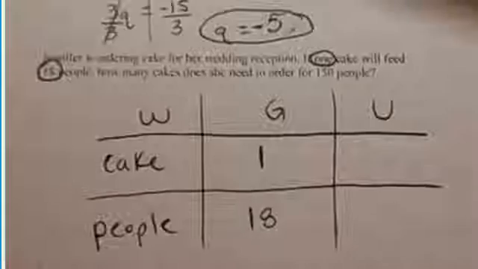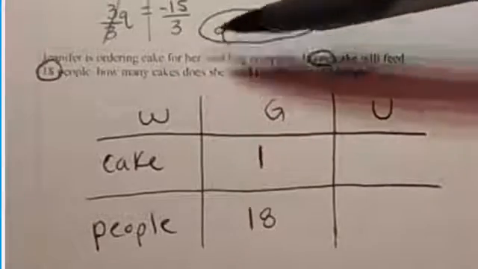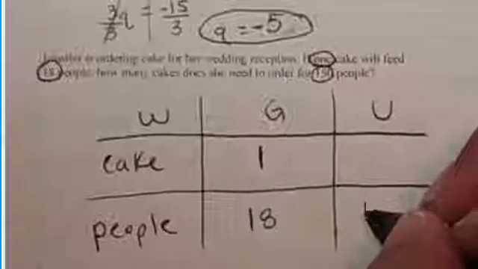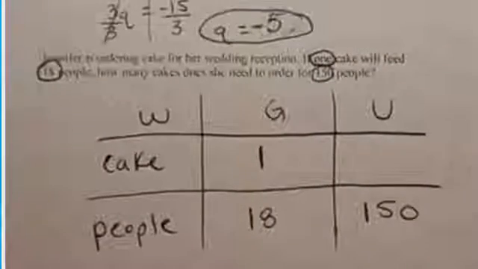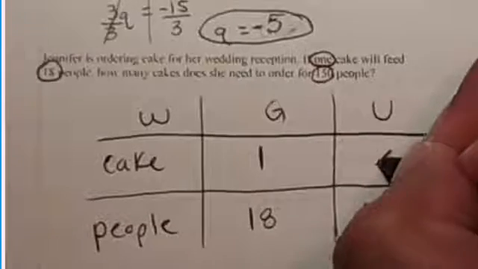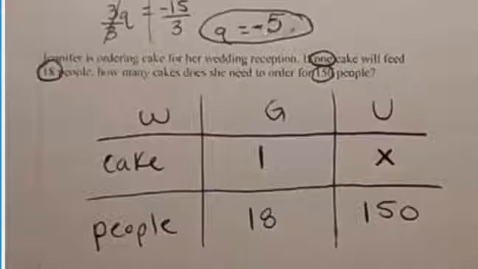The next sentence wants us to find how many cakes she needs in order to feed 150 people. So they give us the information of 150 people, and we want to know how many cakes that feeds. So I'm going to put a variable x there to represent how many cakes she's going to need.